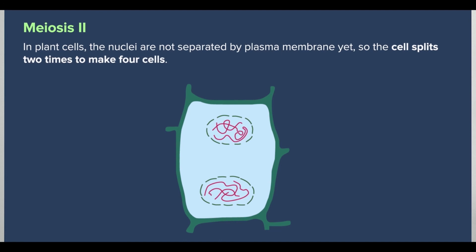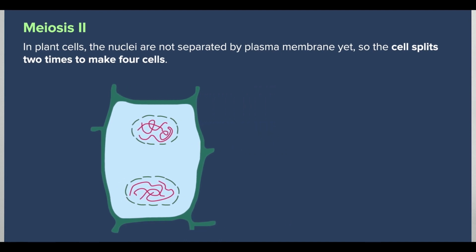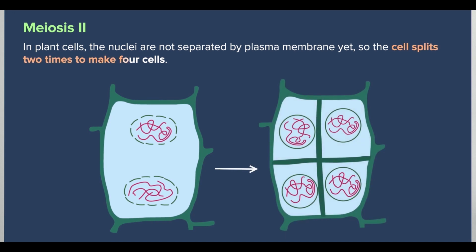As for plant cells, cytokinesis is slightly different. In plant cells, the nuclei aren't separated by plasma membrane yet, so the cell splits 2 times to make 4 cells.